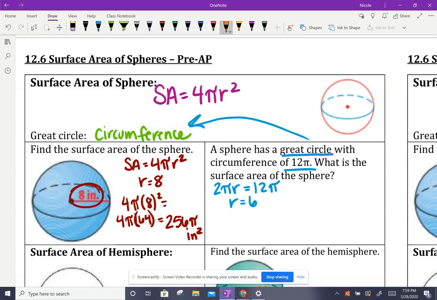So, for surface area, 4, I did not write a 4. 4 pi r squared. So surface area is 4 pi 6 squared, which is 4 pi 36. 4 times 36 is 144. So the surface area of my sphere is 144 pi units, because it does not give me anything, units squared.